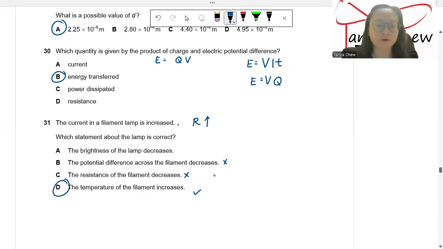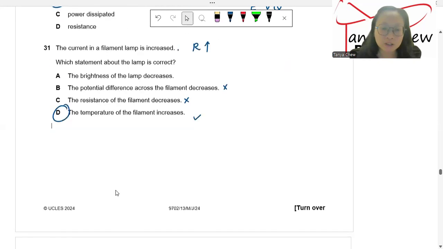This is most of the problem that we are facing with filament lamp because the temperature of the filament lamp easily increases. That is why the resistance will have to increase due to the amount of the current that flows through it increasing. That is why, right? The temperature of it will increase. And the brightness of the lamp cannot decrease because the brightness of the lamp depends on the current.